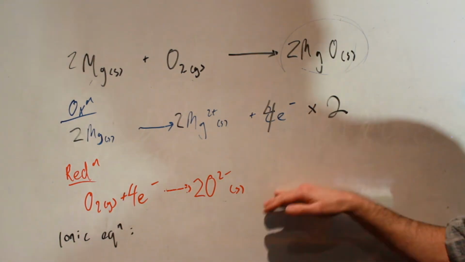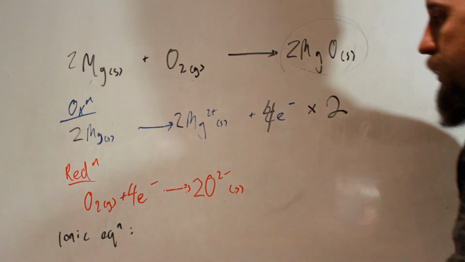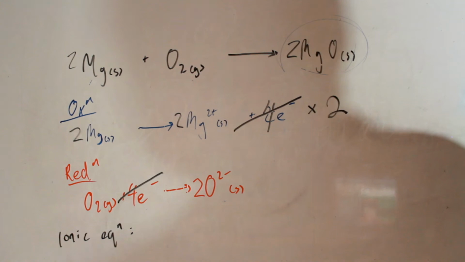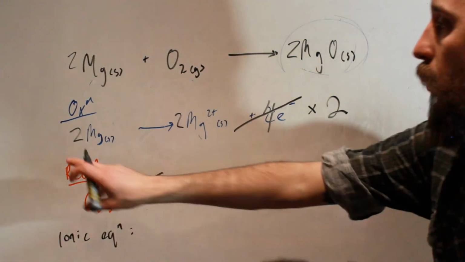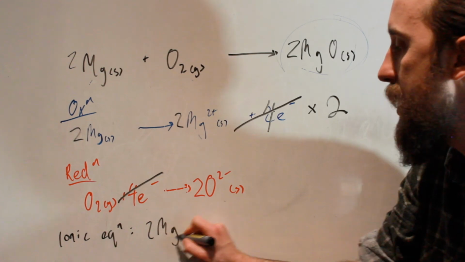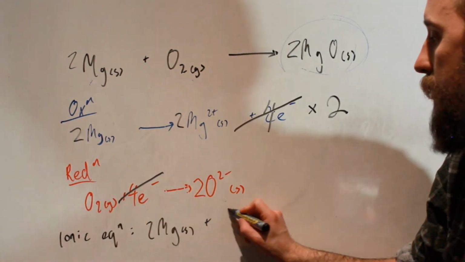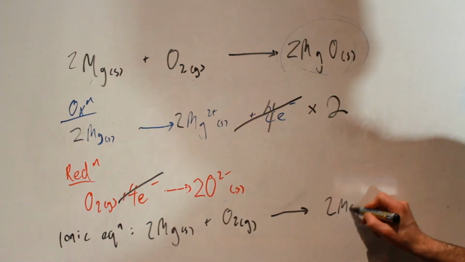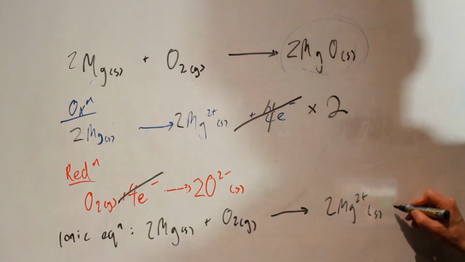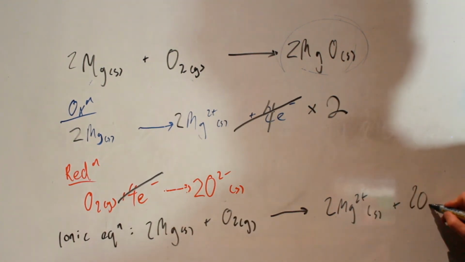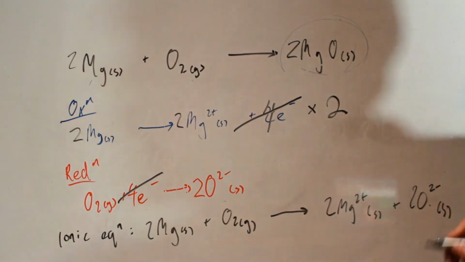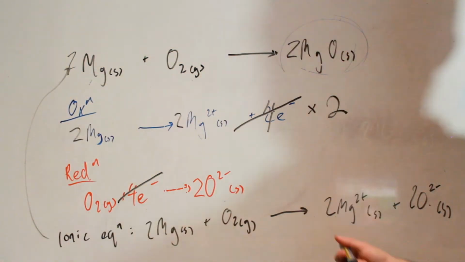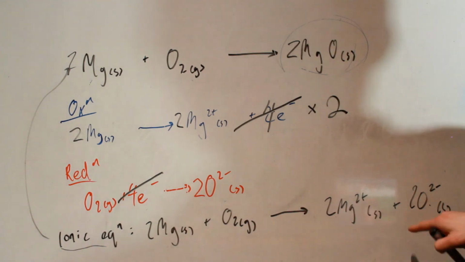So now we can just simply add these two equations together essentially. So if I've got 4 electrons on this side and I've got 4 electrons on that side, they're just going to cancel out. And then my overall ionic equation is going to be 2 Mg solid plus O2. I've only got one of those, O2 gas, and that's going to go to 2 Mg2+ in the solid plus 2 O2- in the solid, which is the same as the equation I've written up there, only I've written it as an ionic equation because I'm showing the ions.